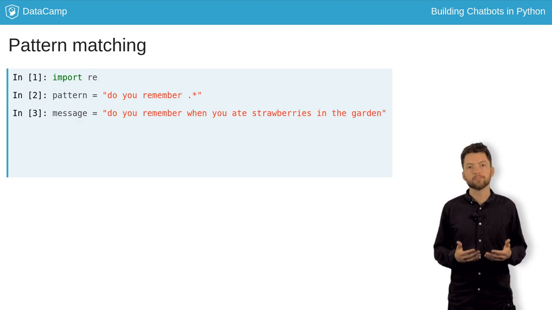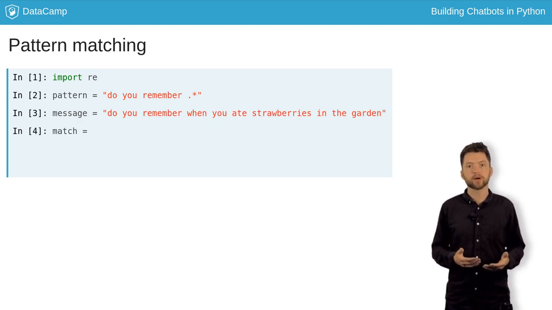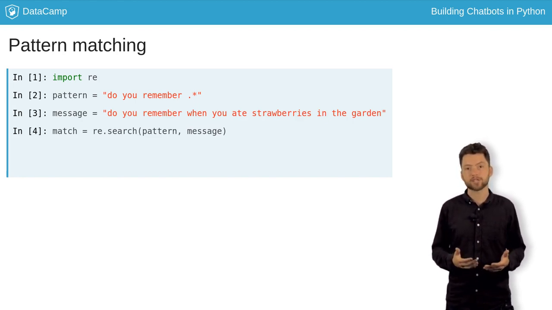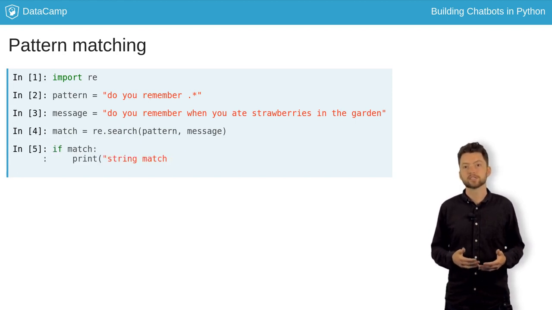We can check whether a message matches a pattern by calling re.search(pattern, message). This returns a match object. If the string doesn't match the pattern, the match object will be None. So we can check if the string matches using a simple if statement.